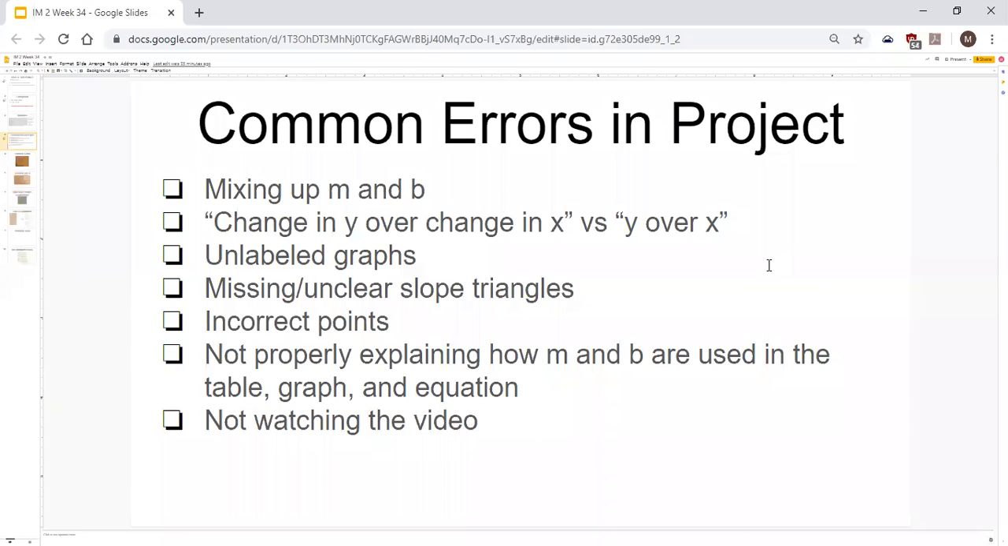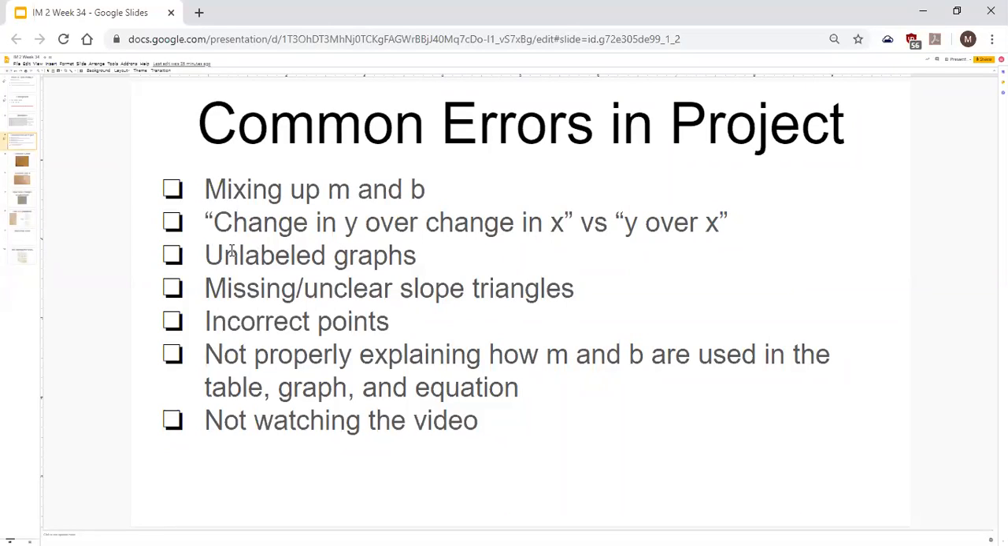So this week, because you're trying to turn in your final project, we are going to look at common errors in the project. Some of those common errors, which I put in bullet points or check boxes, are mixing up M and B, so mixing up the meanings of the two. Saying y over x instead of change in y over change in x. Remember, when we're talking about slope, it's the change in y over the change in x, not y over x.